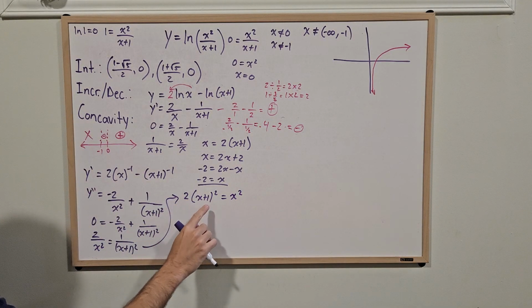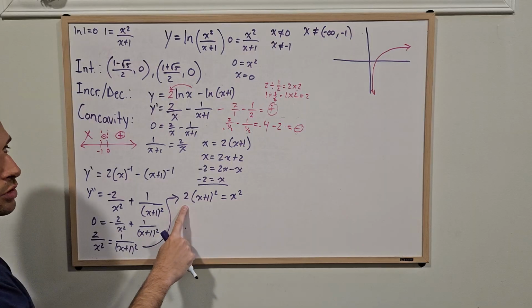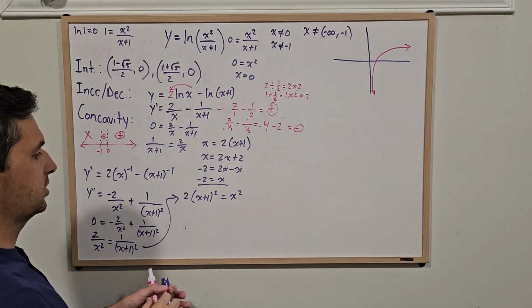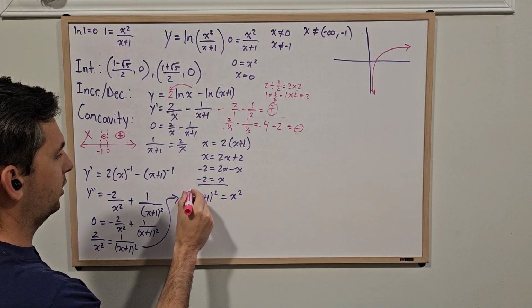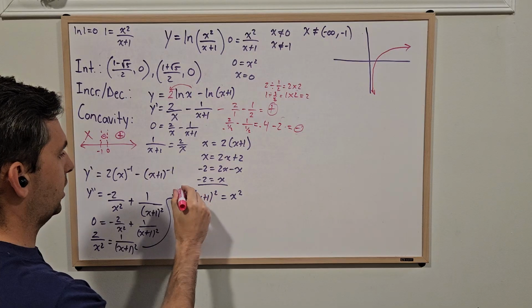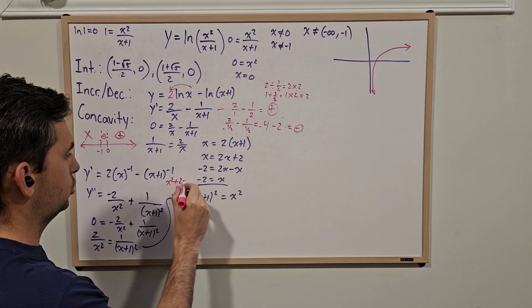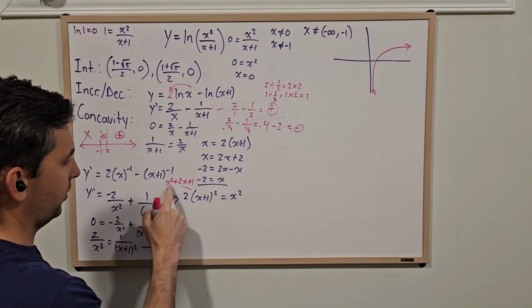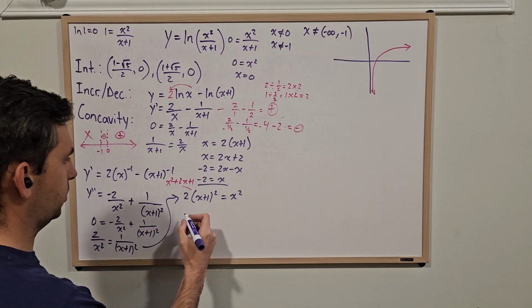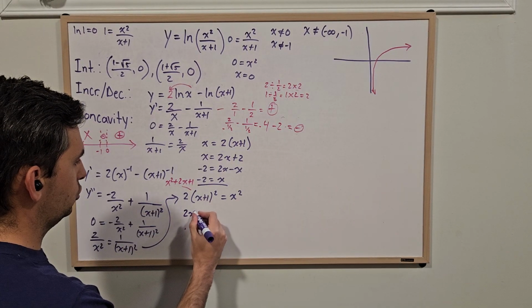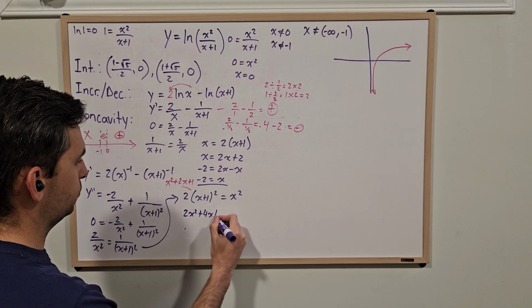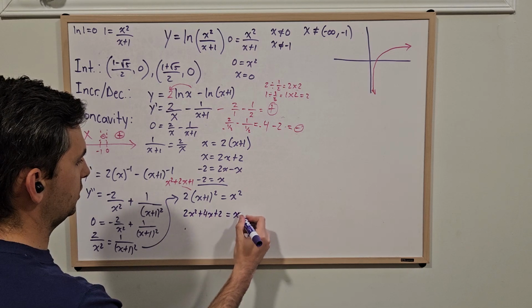Now I'm going to FOIL this out, and I'm going to multiply everything by 2. So this FOILed is actually just x squared plus 2x plus 1. So if I multiply everything in here by 2, I'm going to have 2x squared plus 4x plus 2. And that is equal to x squared.